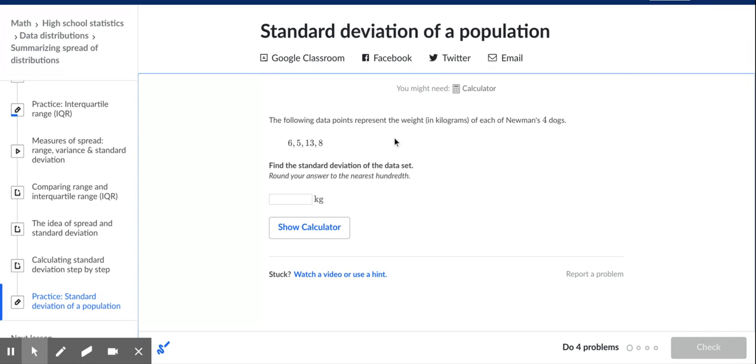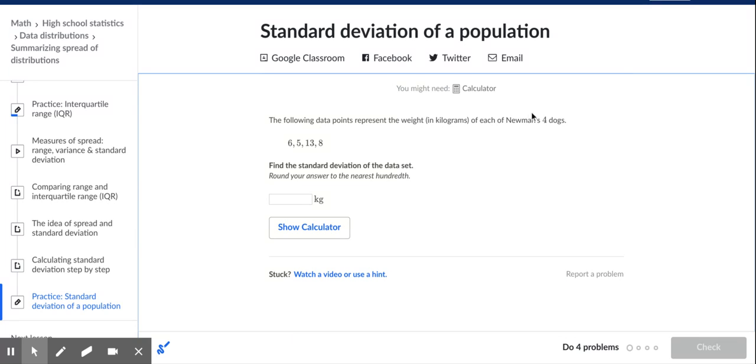So in this case, it's the weight of Newton's dogs. So we know the weight of all of Newton's dogs, not 3 out of the 4. We know all of them. So it's a population. It's a very small population, but it's a population because we know all of the weights that there are.